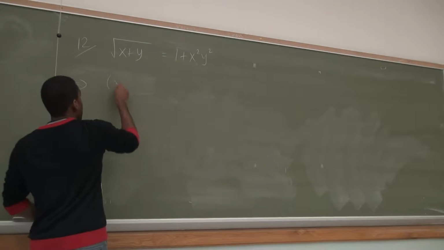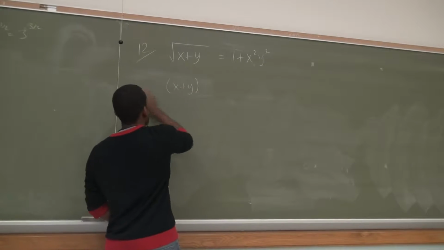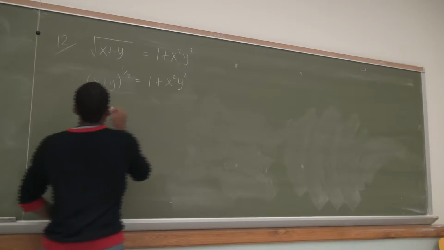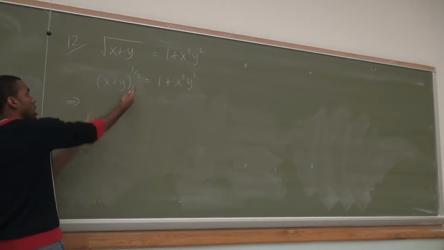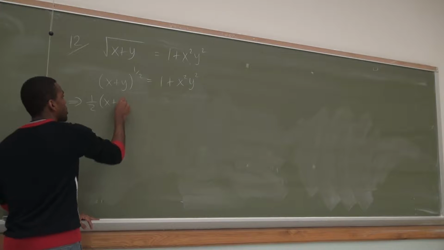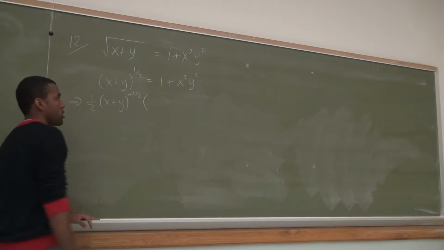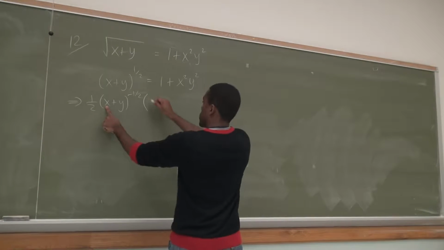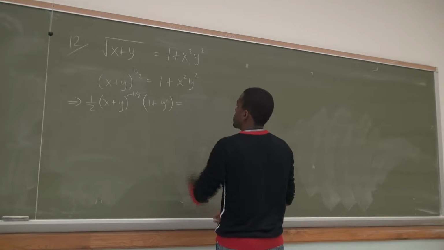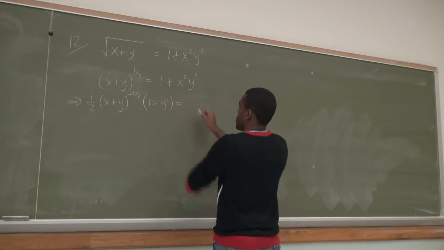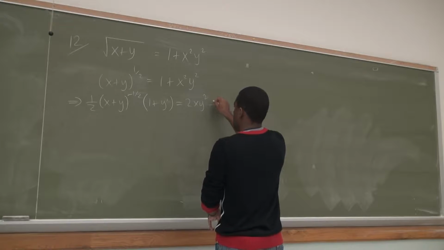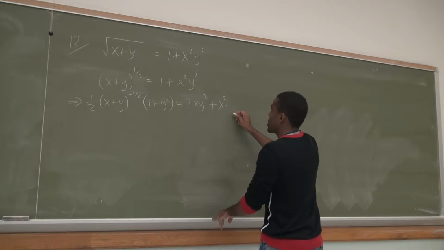Alright, so I can think of this as x plus y to the 1/2. So now I have to do the chain rule. I have to differentiate the outside function, 1/2 times x plus y to the negative 1/2, multiplied by the derivative of the inside, which is 1 plus y prime, equals the derivative of the right side: the derivative of 1 is 0, then 2x y squared plus x squared times 2y y prime.